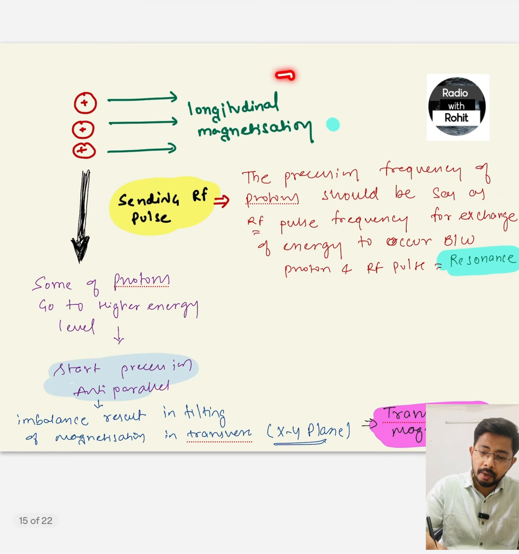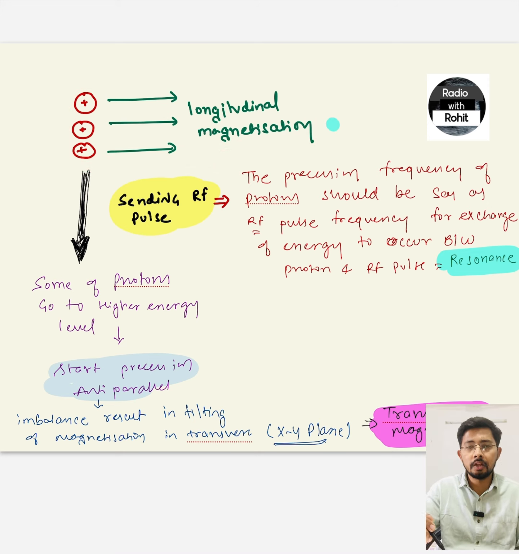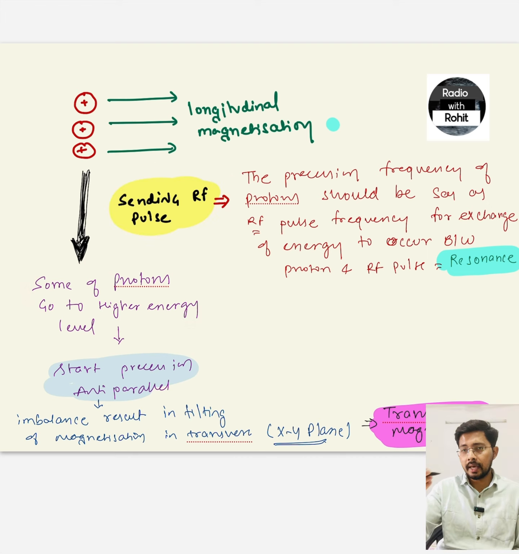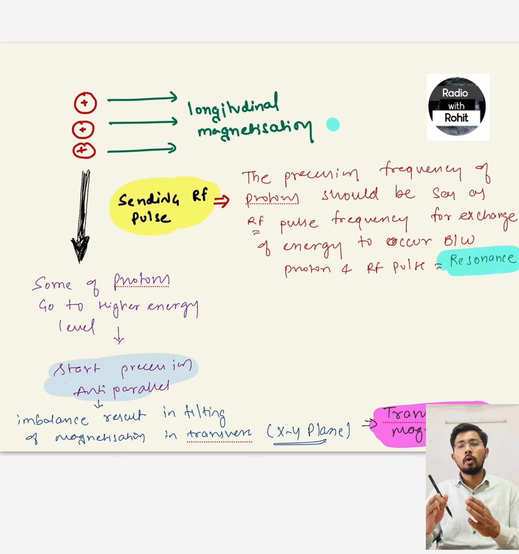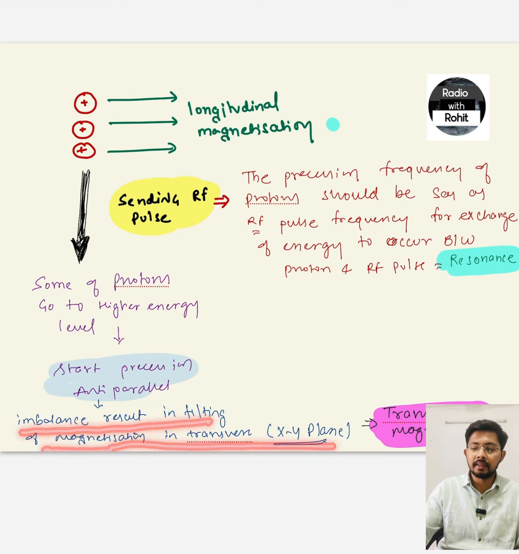Now, upon this longitudinal magnetization, we will put some extra energy in the form of an RF pulse. Then the protons of the body will get some extra energy. This extra energy will force the protons to go in another direction, so they start to precess in an anti-parallel fashion. So the net magnetic field will be somewhat away from the normal longitudinal magnetic field. This imbalance results in the tilting of the magnetization into the transverse xy plane. This is called transverse magnetization.